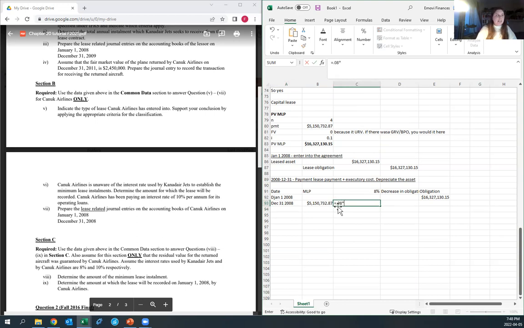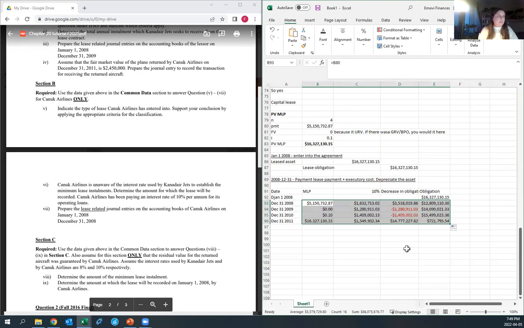They're going to take 8% interest expense on their balance in their obligation, and that's going to be a decrease in obligation of 3.8 million. Oh, sorry, I did 8% here. It's supposed to be 10. So this is their interest rate. So here it's now going to be 16 million minus 3, a balance of 2.8 million. And I'm going to do the same here. Okay, should be got it now.